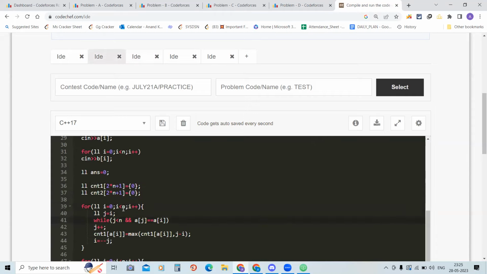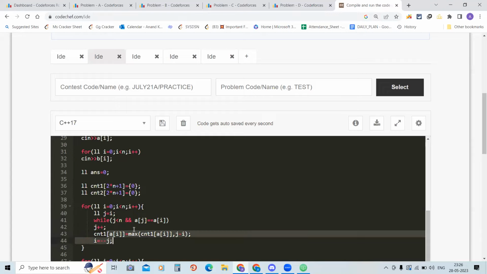Then I just run a loop for i equal to 0 to n. I fix this index. Then I start a loop from j equal to i. While aj is equal to ai, means these elements are equal, I increment my j. Okay, then count1 of ai is equal to maximum of count1 of ai comma j minus i, because this loop will break when aj will not be equal to ai. So overall there are j minus i equal elements with value equal to ai.